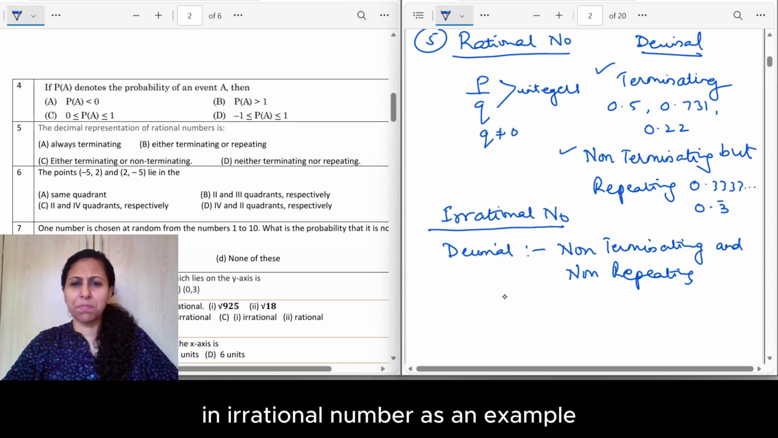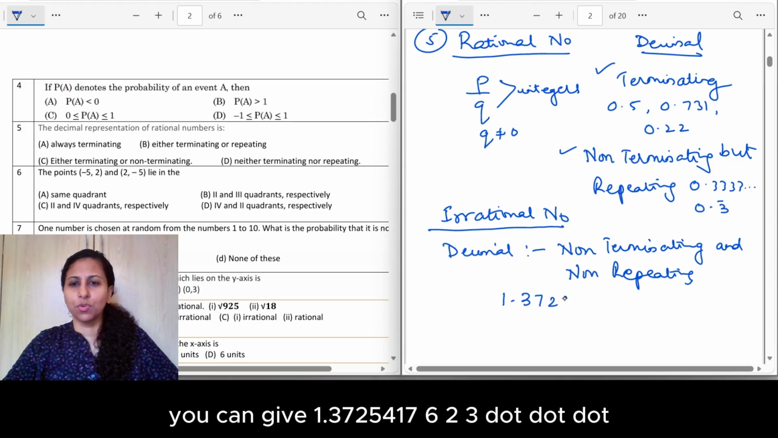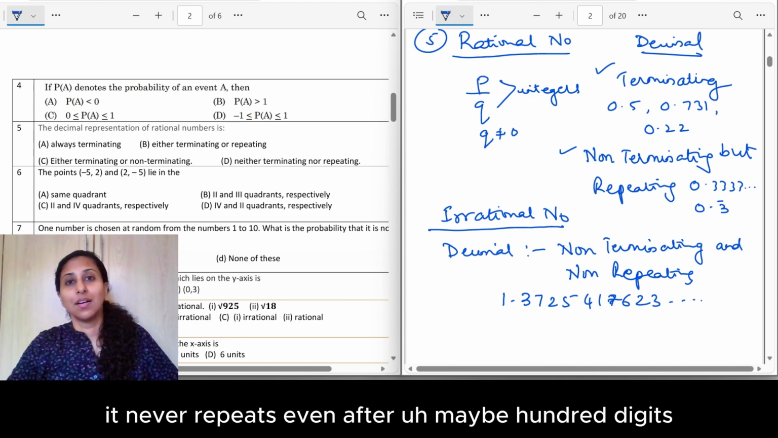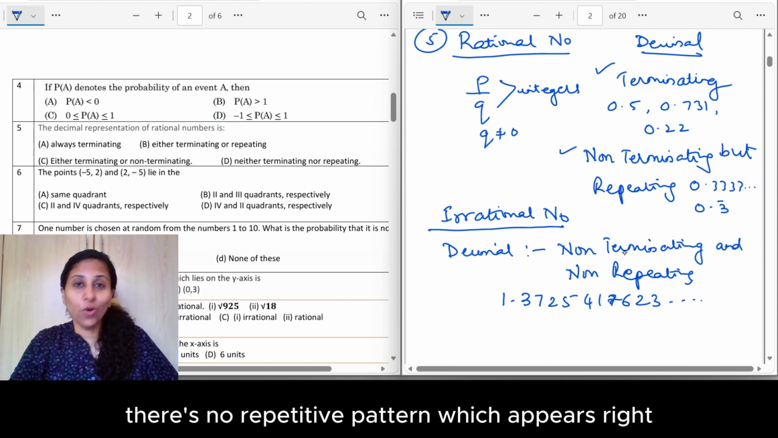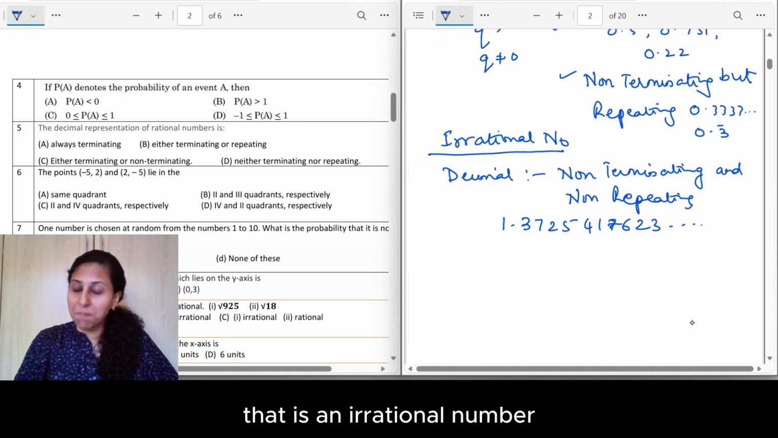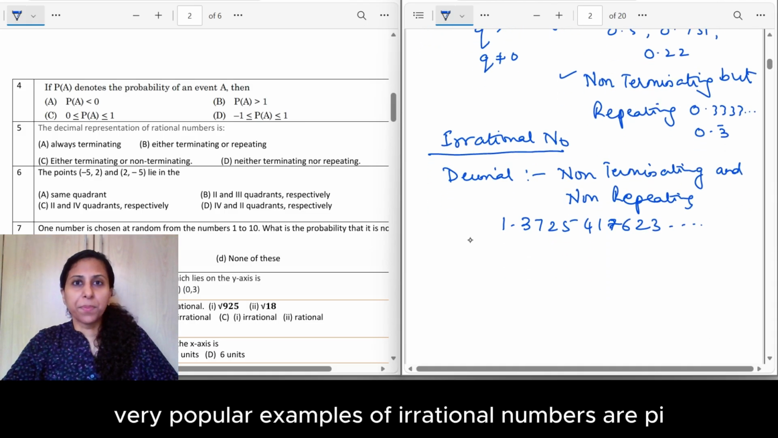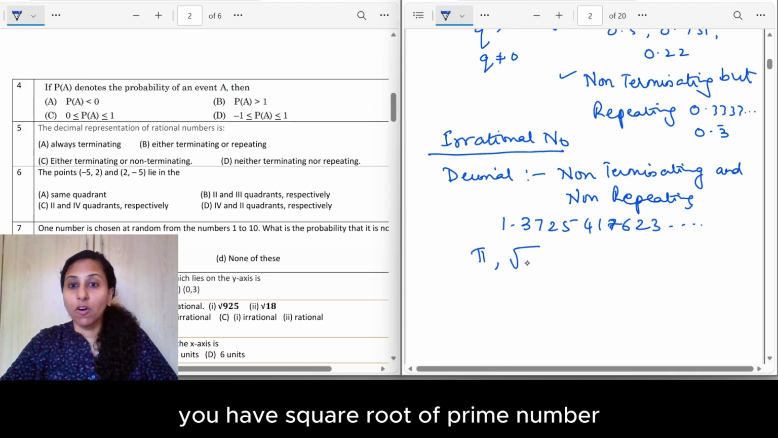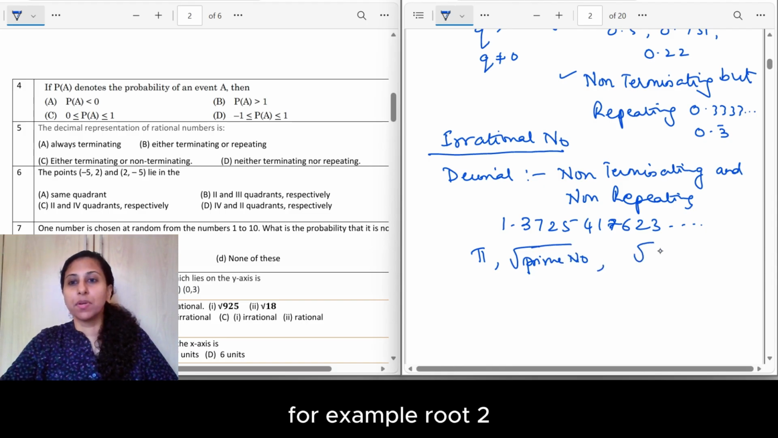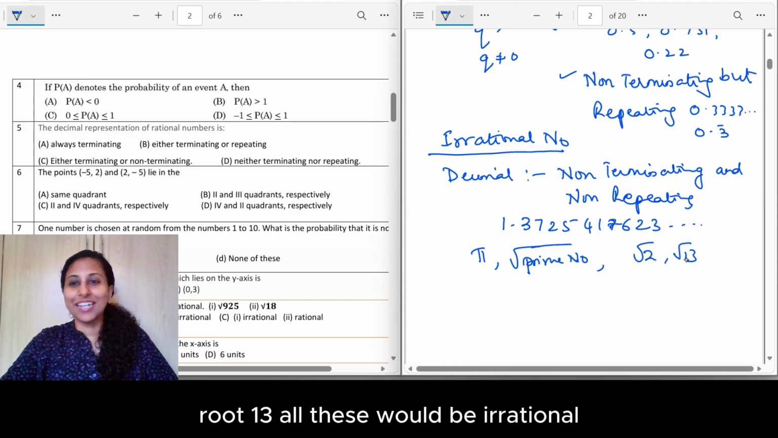As an example, you can give 1.3725417623 dot dot dot. So there's no repetition, there's no visible pattern. It never repeats even after maybe 100 digits. There's no repetitive pattern which appears, right? That is an irrational number. Very popular examples of irrational numbers are pi. You have square root of a prime number. Any square root of a prime number would be irrational. For example, root 2, root 13, all these would be irrational.